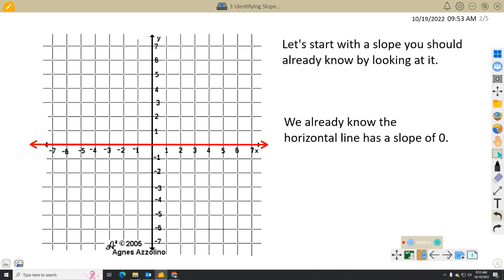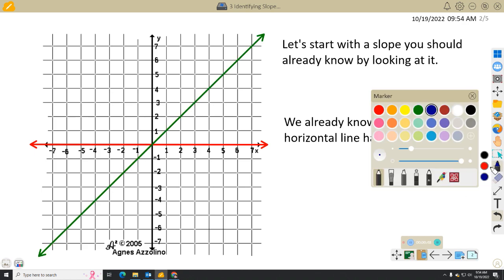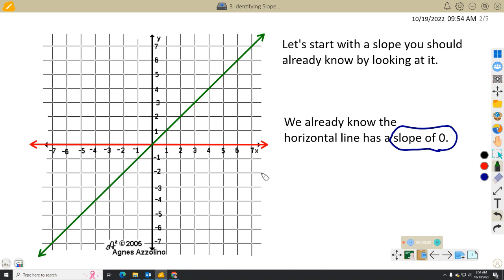And here we have our friend, the horizontal line, and we should already know that the horizontal line has a slope of 0. Okay, but what about, I'm going to show you another line here, and that's going to be this guy. This guy has a slope of 1. This line has a slope of 1. The green line has a slope of 1.